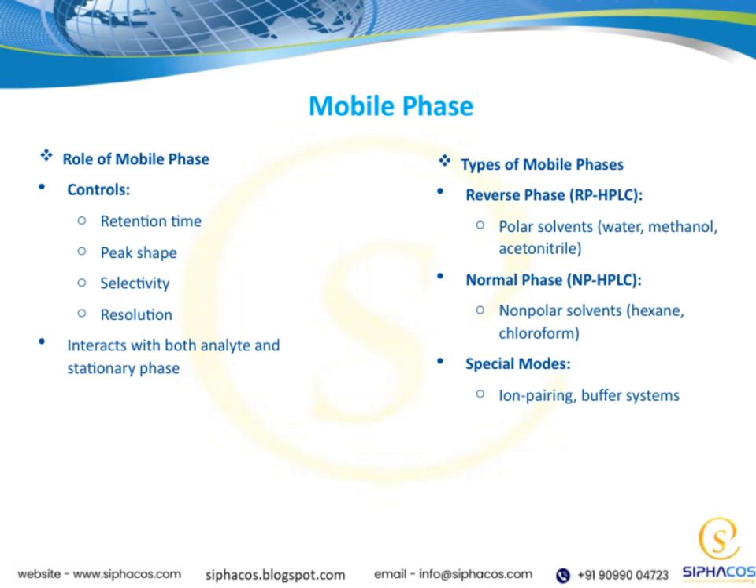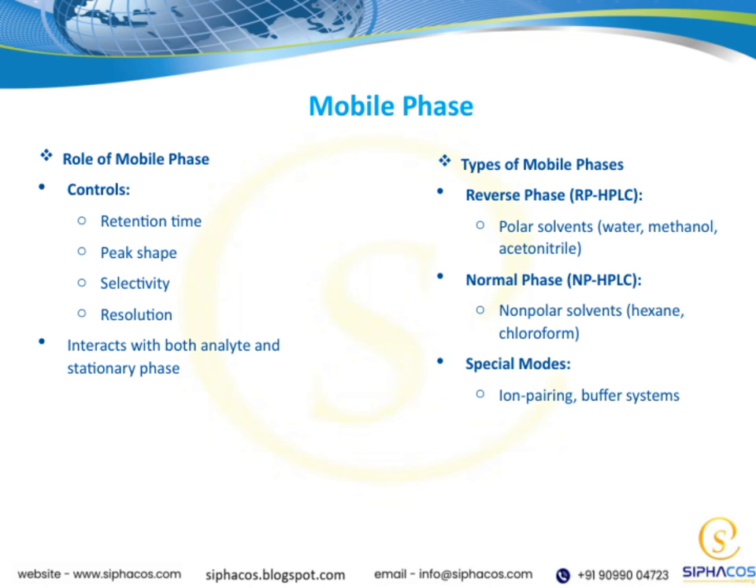On the other hand, we have the normal phase, or NP-HPLC. This mode uses nonpolar solvents such as hexane or chloroform. Here, the separation relies on the difference in polarity between the analytes and the stationary phase, which is usually polar. We also have some special modes, like ion pairing and buffer systems, which help us handle more complex samples or improve separation under certain conditions.